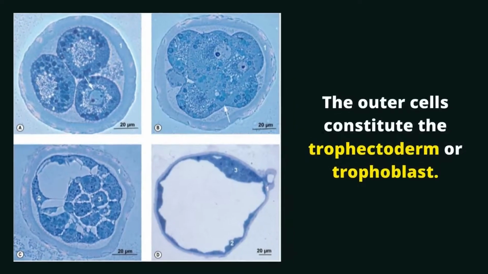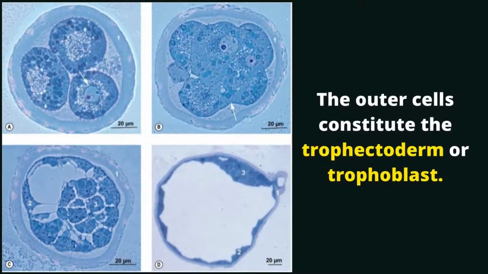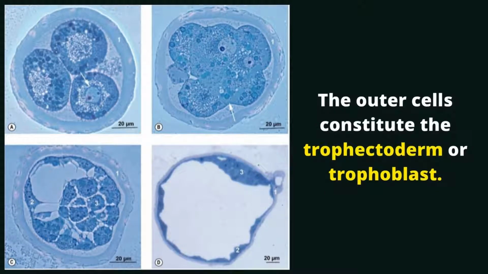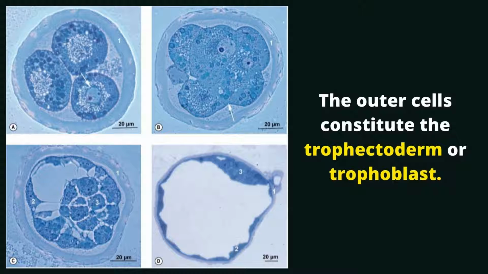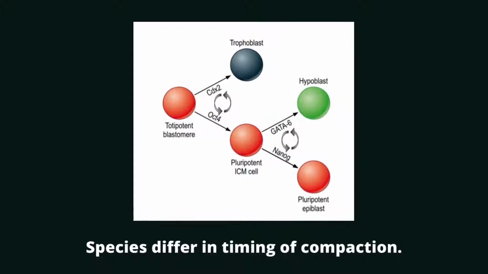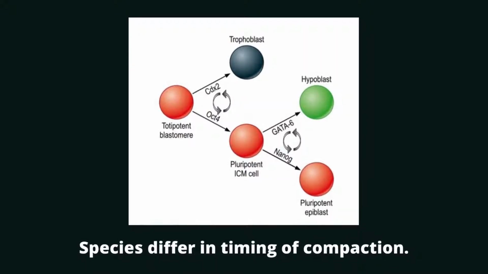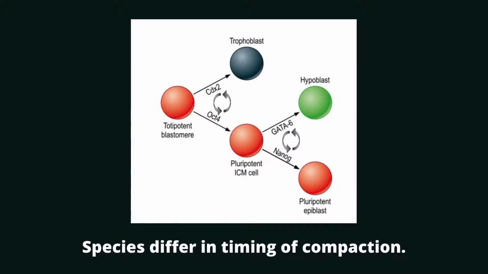Outer cells constitute the trophectoderm or trophoblast. Trophectoderm will be used before implantation and trophoblast will be used when these cells become engaged in placental formation. The bonds between neighboring cells of the trophectoderm result from specialized intercellular junctions including tight junctions and desmosomes. There are some species differences in the timing of compaction. In the pig, it occurs very early in development, around the 8-cell stage, whereas in cattle it happens later, around the 16 to 32-cell stage.